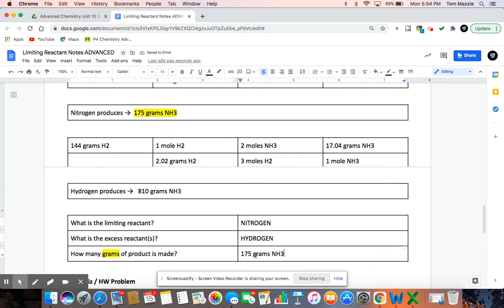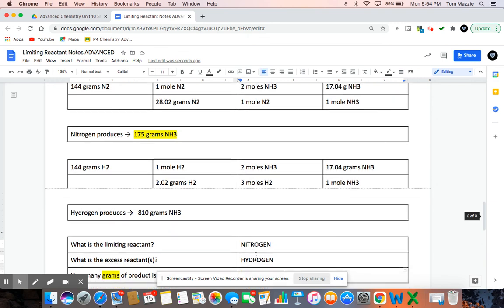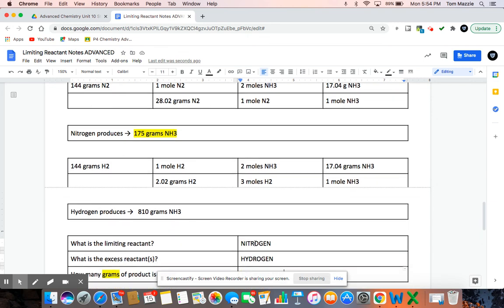All we are adding to what we did last week was instead of doing one conversion, we're doing two conversions. And then we're interpreting those answers to figure out the limiting and the excess reactants.